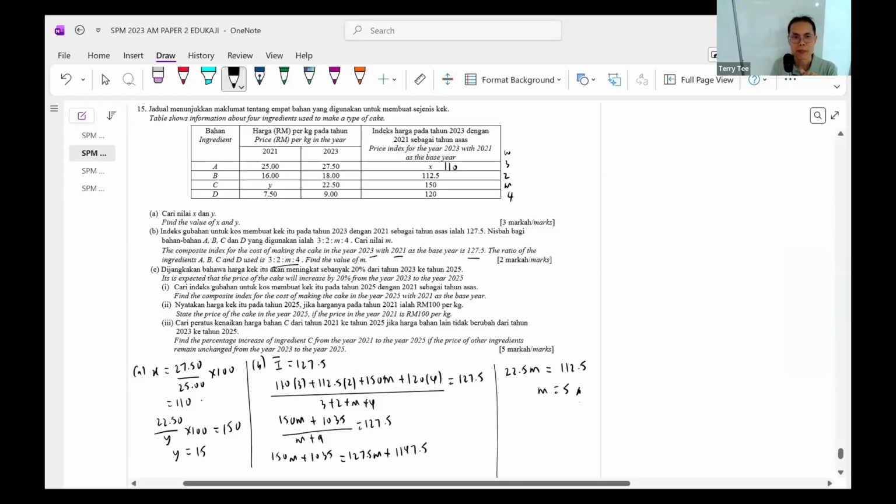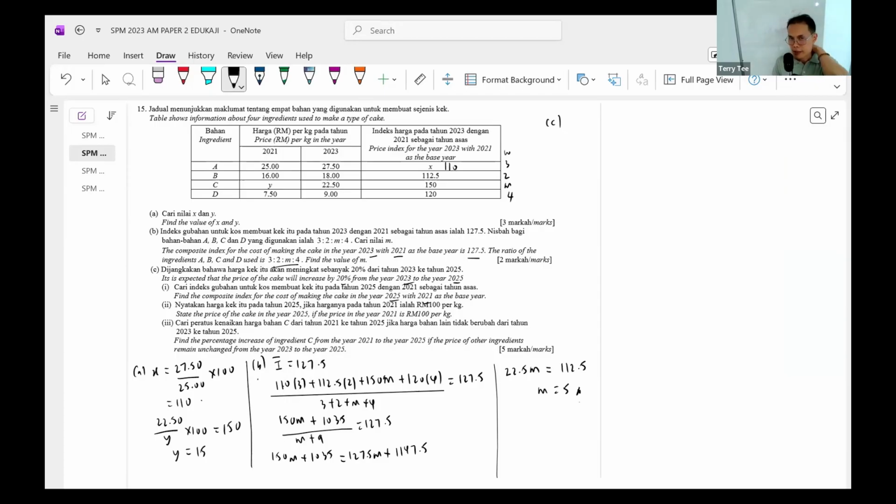Okay, so I've got M ready. Next, Roman 1 for this is C. It is expected that the price of the cake will increase by 20% from 2023 to 2025. Find the composite index, cost of making cake, 2025 with 2021 as base year.